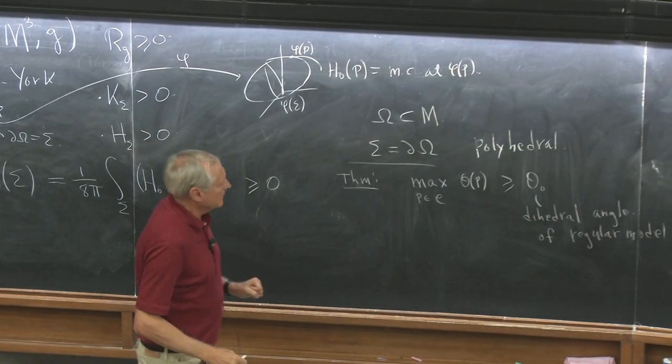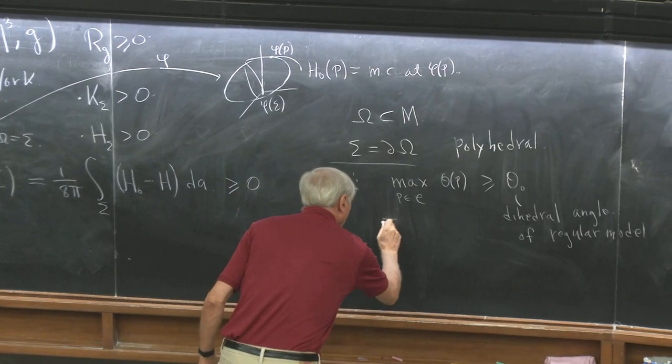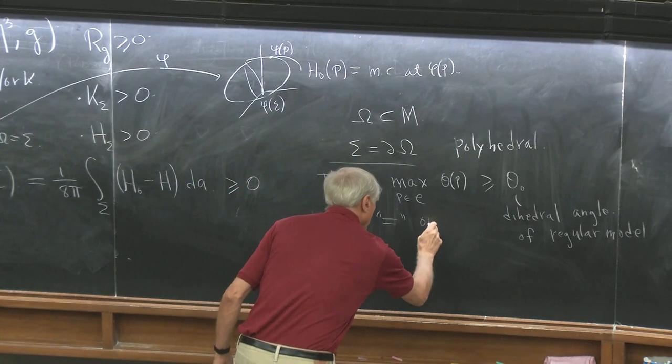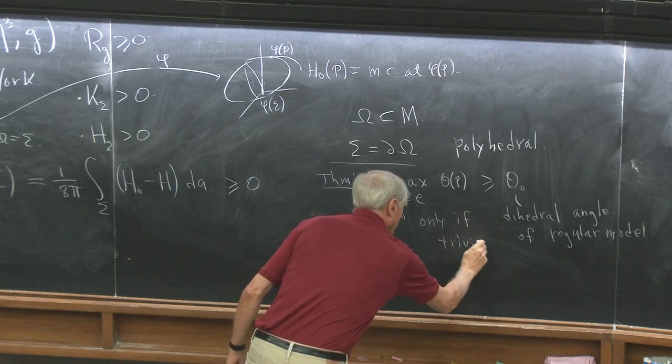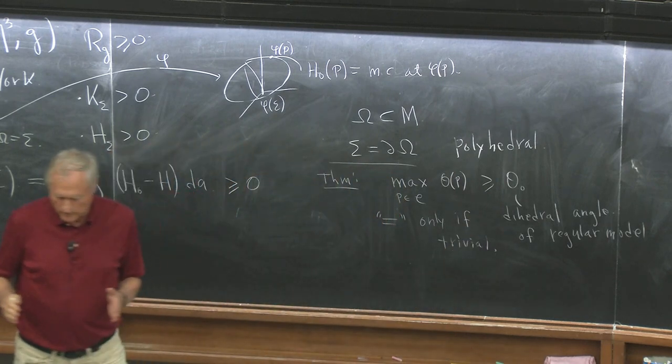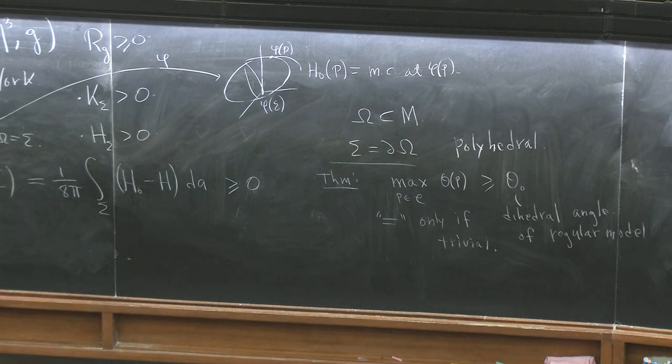Okay, and again, equality holds only if trivial, meaning that the region omega is a flat region, and the boundary faces are actually planar surfaces. So this is a kind of angle comparison theorem.